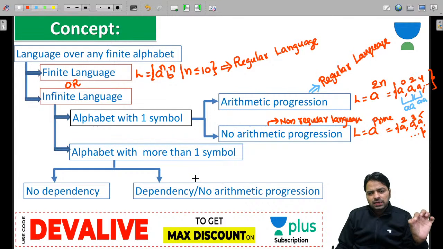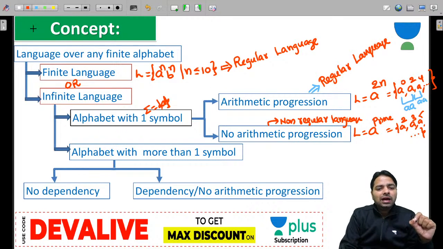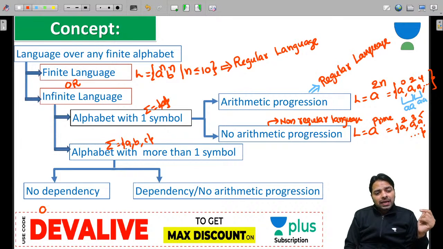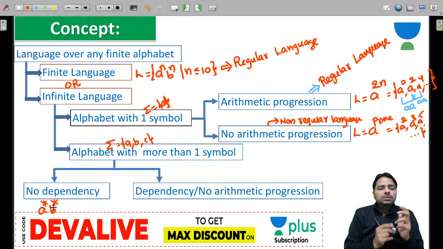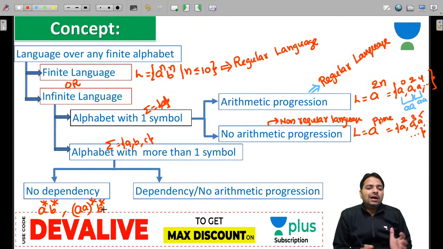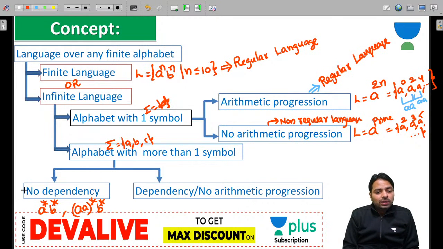And you have an alphabet with more than one symbol. What does that mean? Sigma equal to A is over one symbol. But when you have more than one symbol, like sigma equal to A, B, C or A, B, something like that, with no dependency between the symbols. Let me write something else: a star b star. How many a's and how many b's here doesn't matter. Between the two symbols there is no dependency, like a star b star or (aa) star b star. All such languages do not have dependency between the symbols, so we say they are regular. We say this kind of language is a regular language.